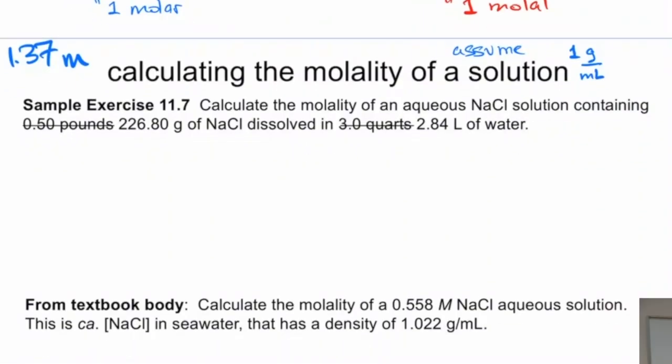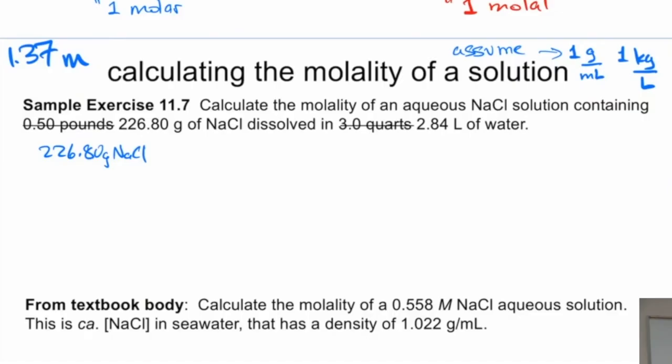So we know what the definition of molality is. We need the moles of solute and we need the kilograms of solvent. Now I told you to assume this is going to be the same as 1 kilogram per liter. All right, so usually your reported density is in grams per milliliter, so get used to it. It's a factor of 1,000 for both sets of units, so the number is the same. All right, we need moles of solute, but we're given grams. So 226.80 grams of sodium chloride. We need to get that into moles.